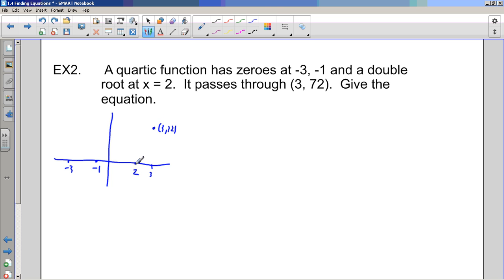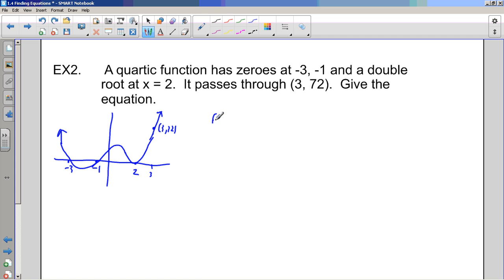So that means if it's got to go through this point and then through here, it's going to start and end high. This is what it's going to look like: a bounce at 2, 2 slashes, and that's going to be the sketch. So now we have to come up with the function.